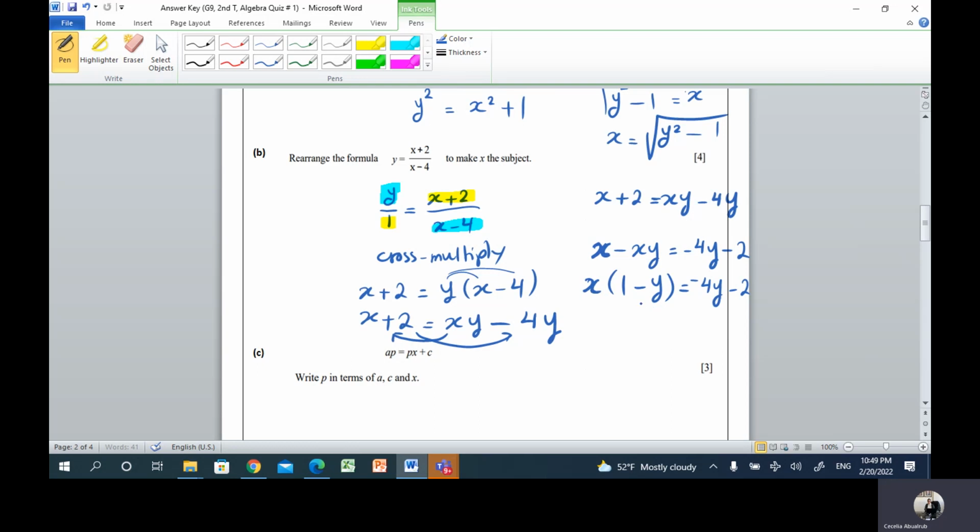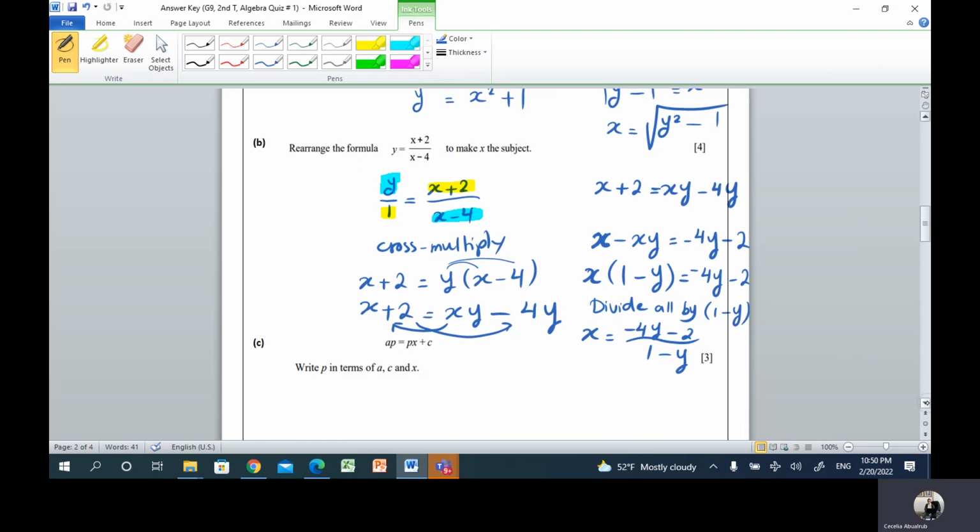We need to divide each term, so divide both sides by 1 minus y. So x is equal to the fraction minus 4y minus 2 over 1 minus y. And this is how we change the subject of the formula.